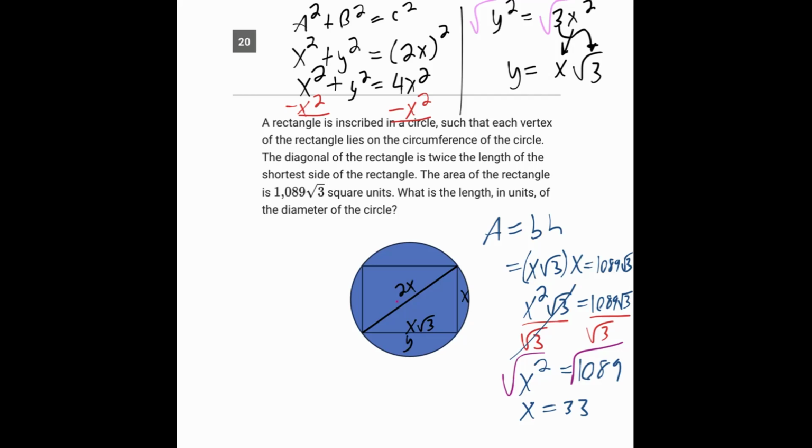And so now, what is the length of the diameter of the circle? Well, that's 2 of our x's, and x is 33. So the diameter would have to be 66.